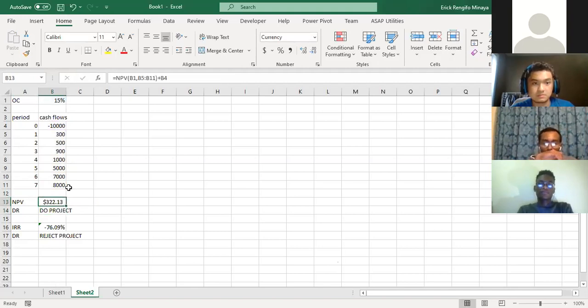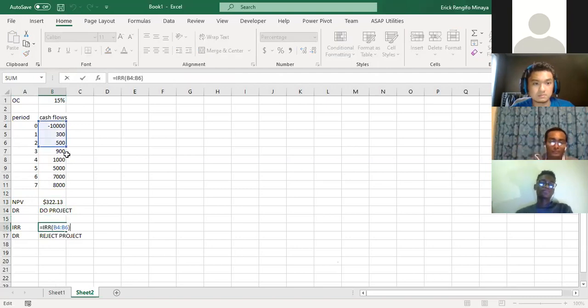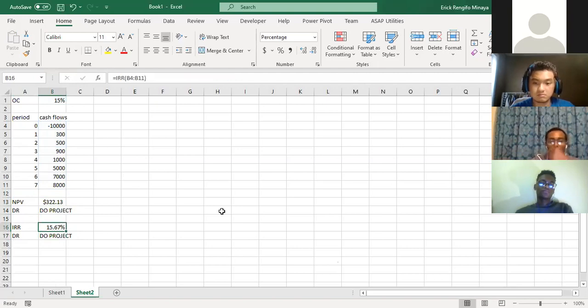322.13, correct? So my decision rule is already there: do the project. For my internal rate of return, what I need to do is block everything, select everything, B4 to B11, and then I have 15.67%. Got it? You're almost indifferent, do you agree?